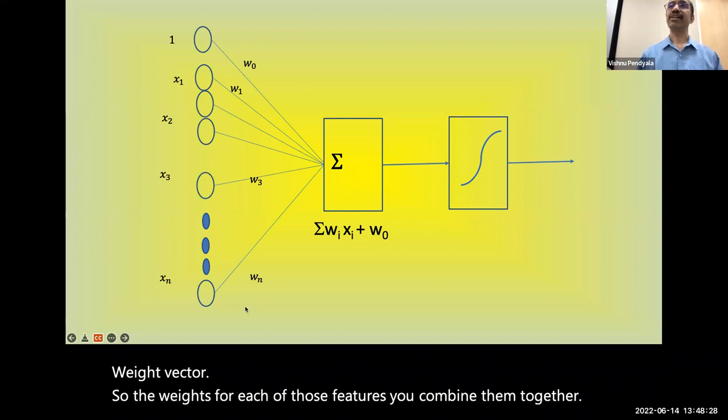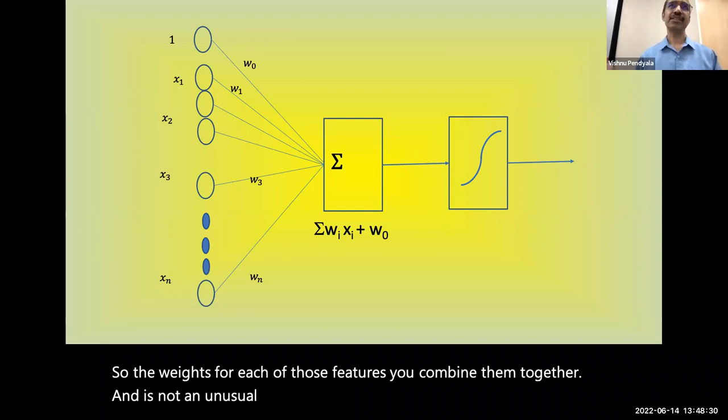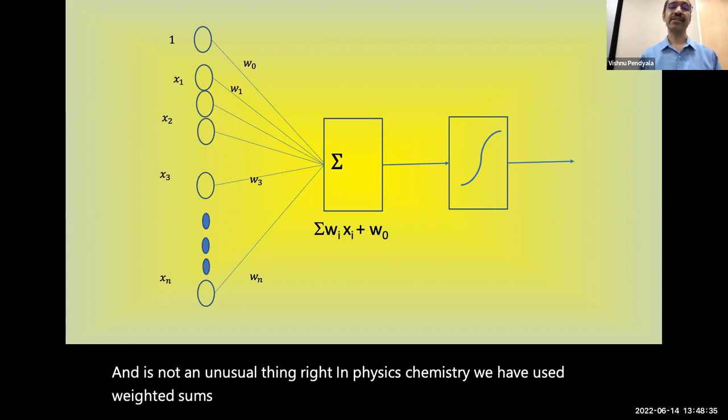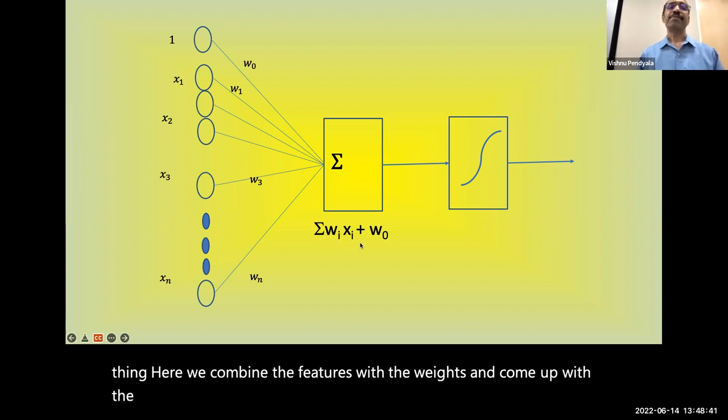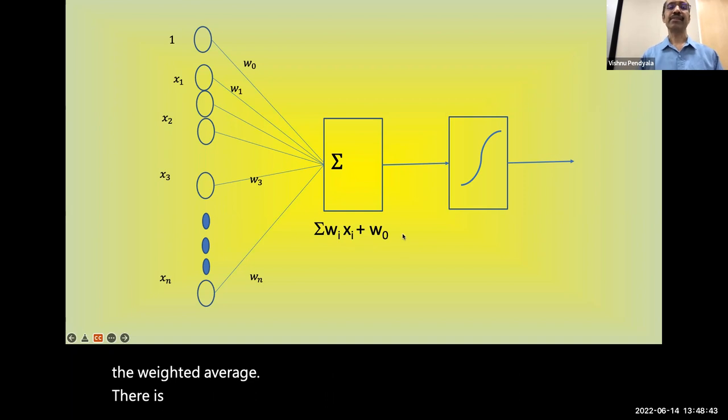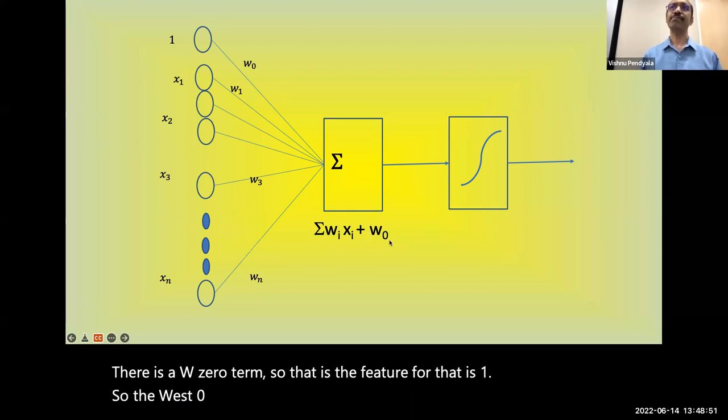And a weighted sum is not an unusual thing, right? In physics and chemistry, we have used weighted sums and weighted averages. So we do the same thing here. We combine the features with the weights and come up with the weighted sum. There is a W0 term. The feature for that is one. So the W0 term indicates the inherent bias in the system.